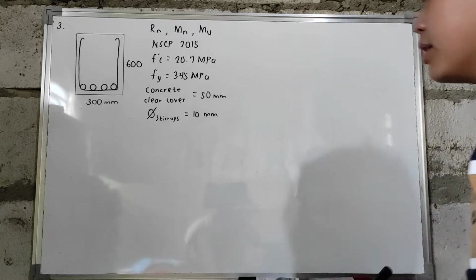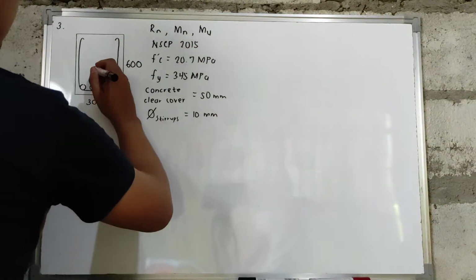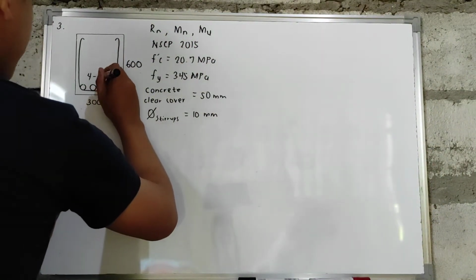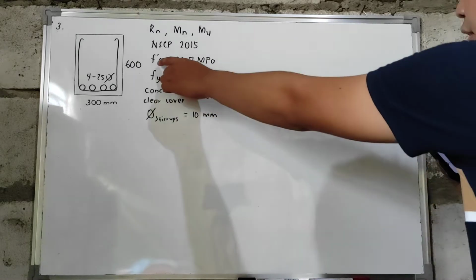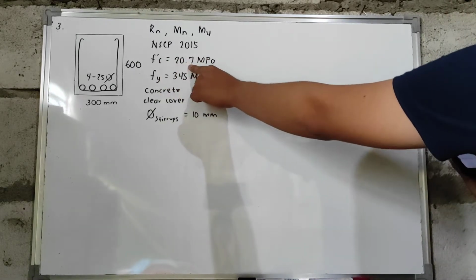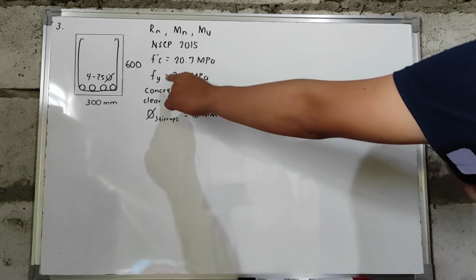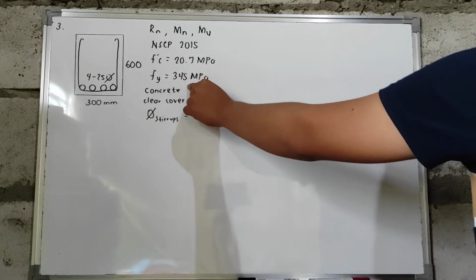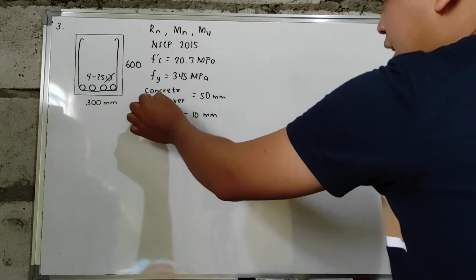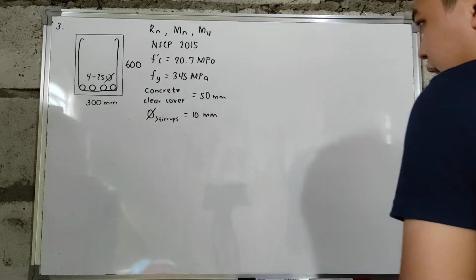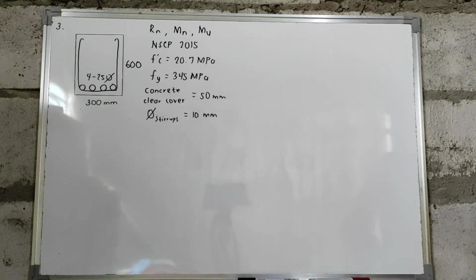So yung gagamitin daw natin, dito meron tayong apat na 25 mm diameters ng bar natin. So for the design parameters, meron tayong value ng f'c natin na 20.7 megapascal and the value of your fy na 345 megapascal. And yung given na concrete clear cover, that is 50 mm. Sir, ano po yung concrete clear cover na yan?